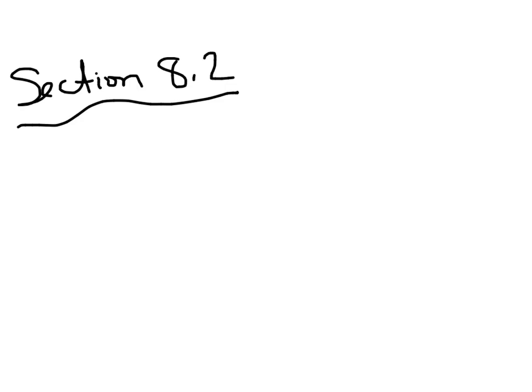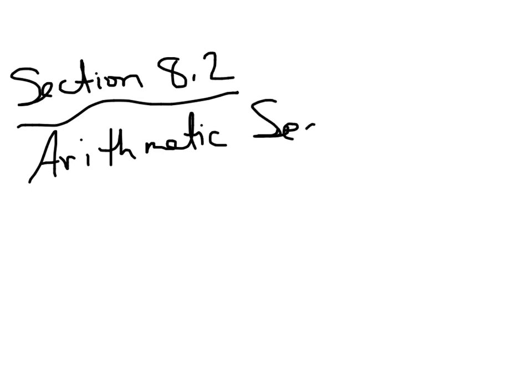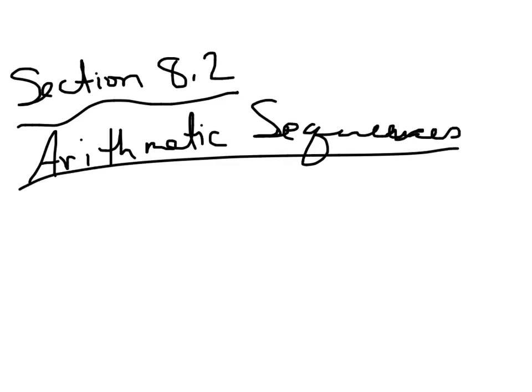Thanks for tuning in to section 8.2 of our book on arithmetic sequences. In the first section, we just talked about sequences, and it didn't matter what kind of sequence it was, as long as it was a pattern. This section deals with a specific type called arithmetic. Arithmetic is when you add or subtract the same number every time to your sequence.